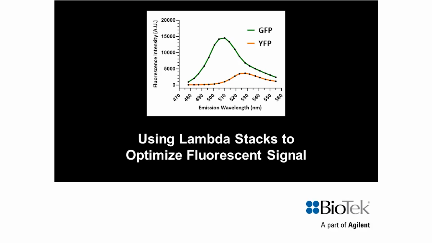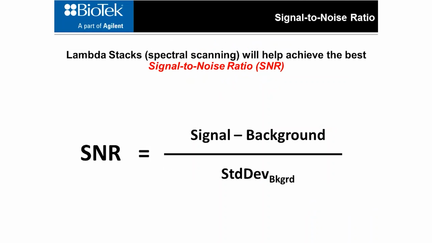And in order to do that very efficiently, the first thing that we need to do is to establish lambda stacks in order to optimize those ranges to get the most fluorescent signal. Now, lambda stacks, also known as spectral scanning, will help achieve the best signal-to-noise ratio. The signal-to-noise ratio is simply your target signal minus your background, divided by the standard deviation of your background signal.